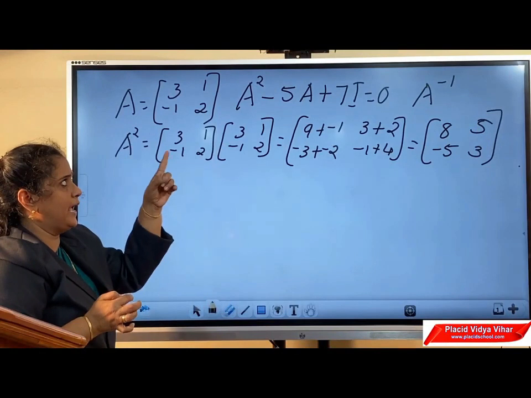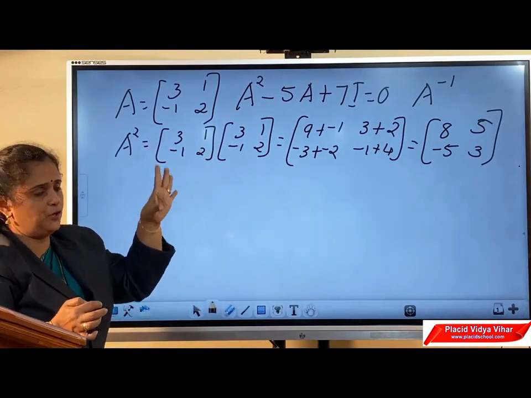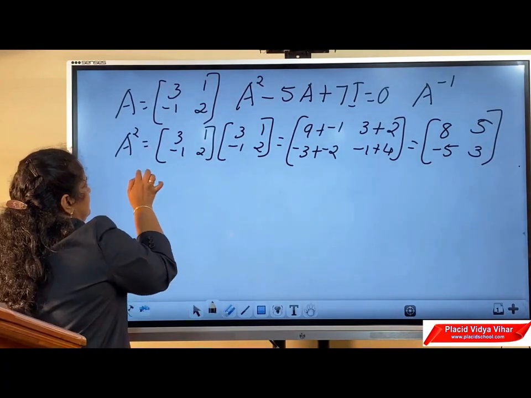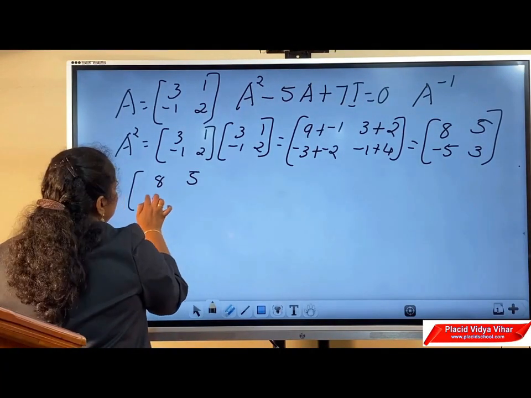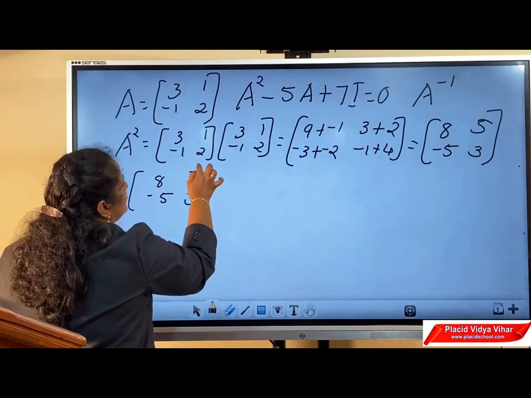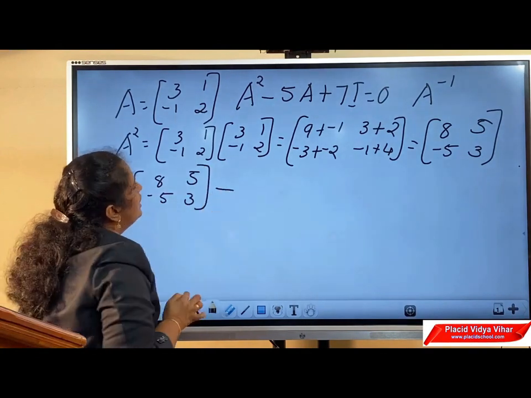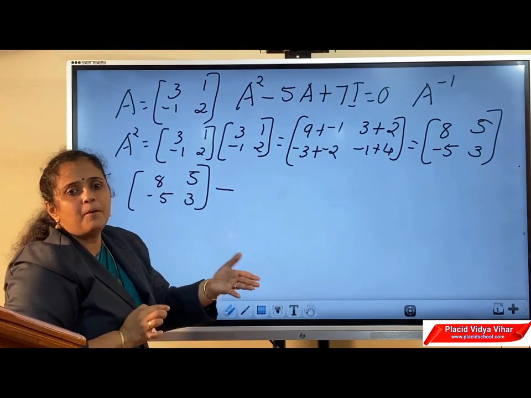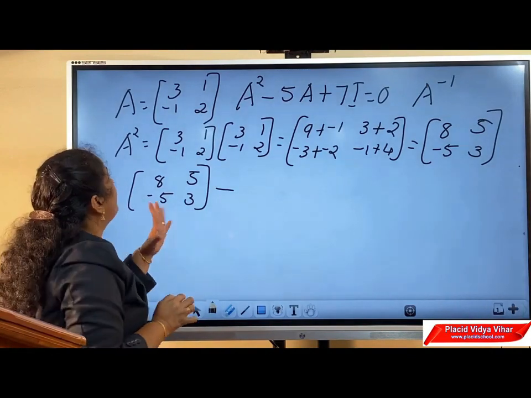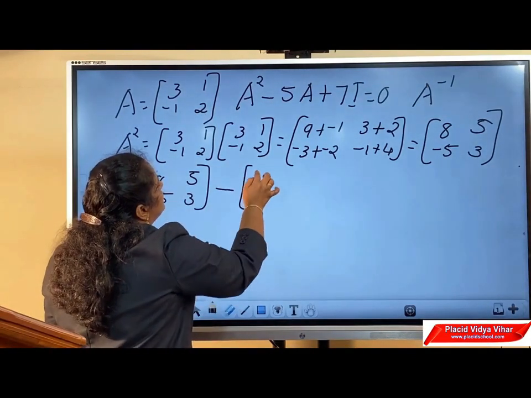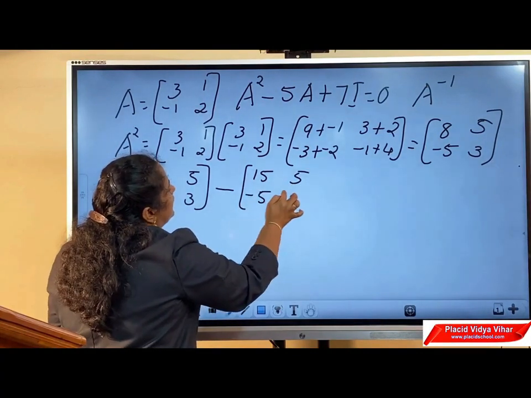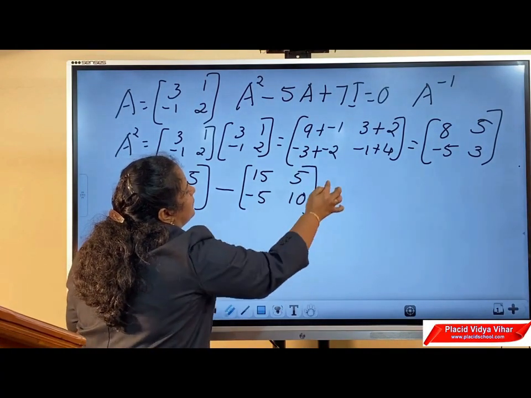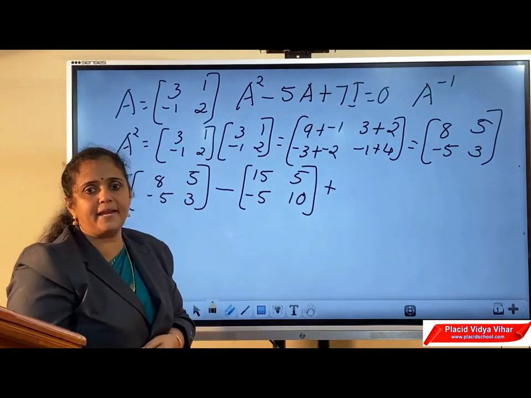Then we can substitute A square minus 5A plus 7I. That is A square is [8, 5; -5, 3], minus 5 into A. Multiply each element by 5. That means 5 into 3 is 15, 5, minus 5, 10, plus 7I. I is the identity matrix.